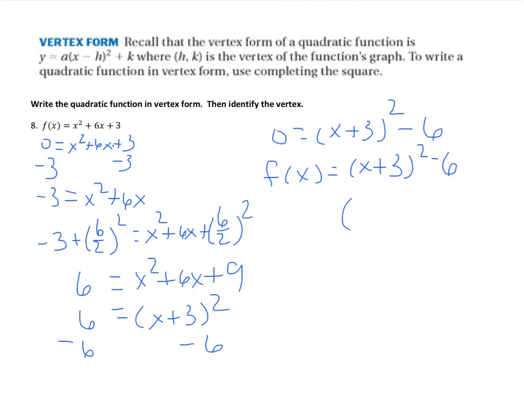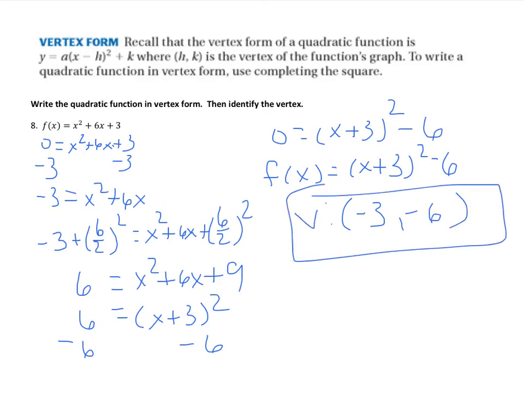So now look at this. You have negative 3 comma negative 6. There's your vertex. It's a negative 3 because see how this says x minus h, but here it's plus? Well, negative times a negative gives you that positive. And here it says plus, but it's minus, so that's why it's negative.